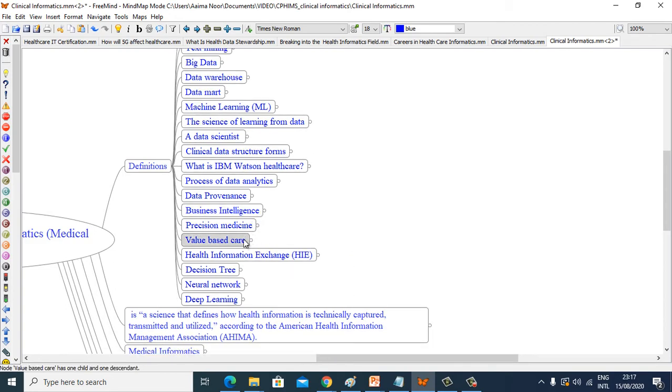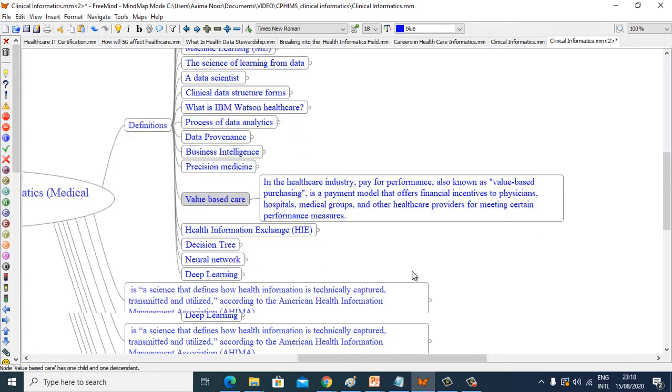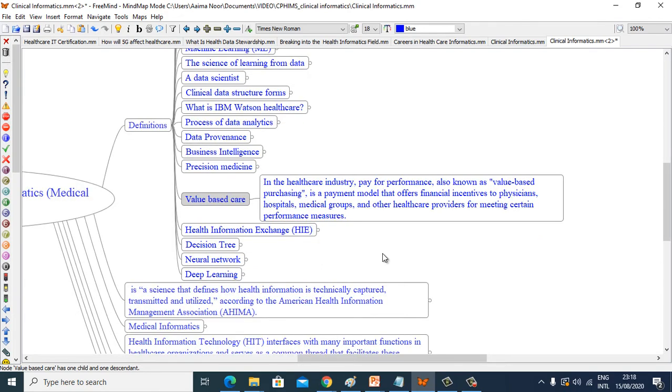Now see value-based care. In the healthcare industry, pay for performance, also known as value-based purchasing, is a payment model that offers financial incentives to physicians, hospitals, medical groups and other healthcare providers for meeting certain performance measures.